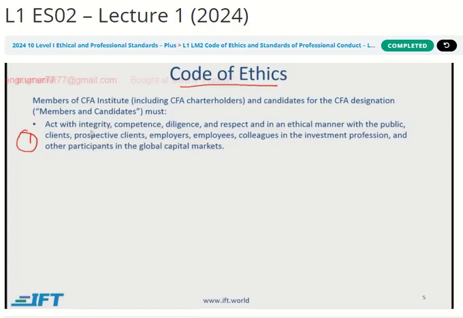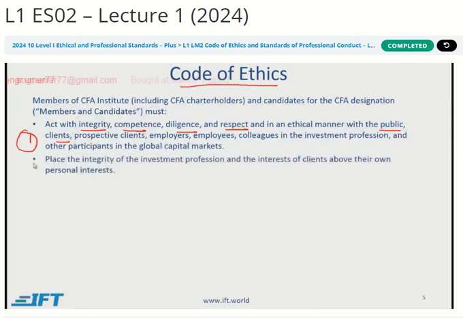So the first one: act with integrity, competence, diligence, and respect in an ethical manner with the public, clients, prospective clients, employers, employees, colleagues in the investment profession, and other participants in the global capital markets. Point number 2: place the integrity of the investment profession and the interests of clients above their own personal interests. So this is what members and candidates are required to do, and you will notice later that there are specific standards that you will be able to connect back to each of these items.